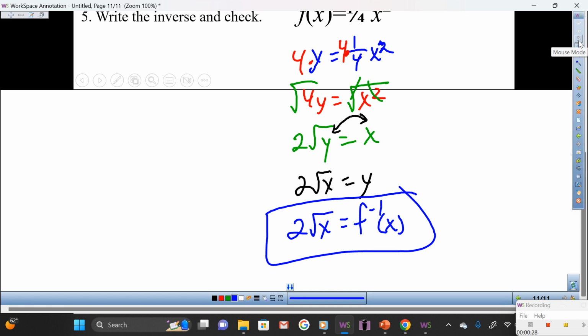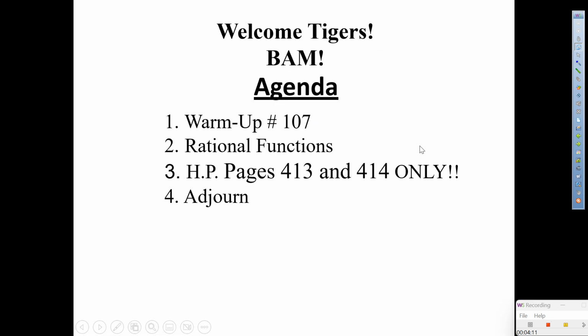Copy the agenda for today. Warm-up 107, rational functions. Home plate pages 413, 414. I'm going to upload those in a little bit. Make sure you get those done. And with today's lesson, we're going to be done with rational functions. So make sure you do your practice, because maybe I won't pick up the home plate and replace that with what, Briseda? Let's go.